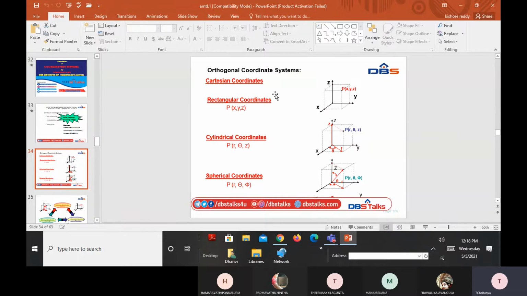In a rectangular coordinating system, we are considering a point P. The coordinates of the point P along the x-axis is x, along the y-axis is y, and along the z-axis is z. Hence the point representation in a Cartesian coordinating system is P of x comma y comma z.